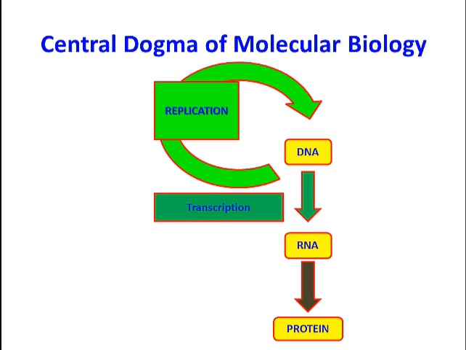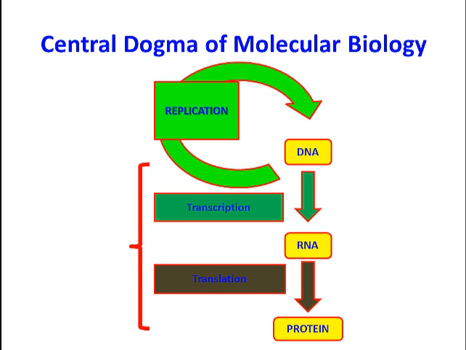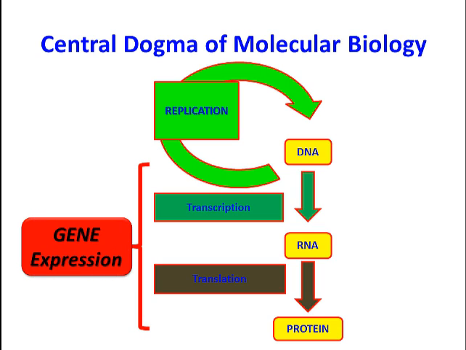Transcription, on the other hand, is the process in which a single-stranded RNA is made from double-stranded DNA. When this RNA is messenger RNA, it is used as a pattern for making protein, and this process is called translation. The combination of translation and transcription is called gene expression.